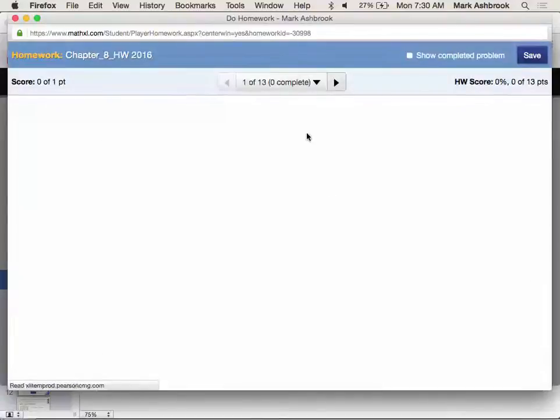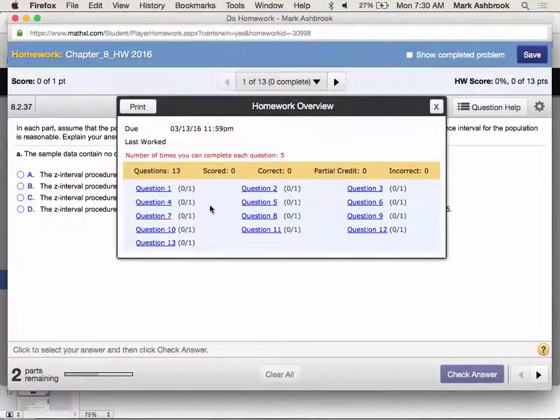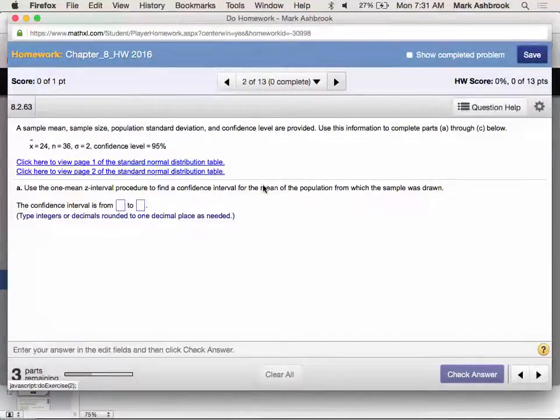So number two and number 9 are the ones that had slightly lower success, but the overall success on the homework was good. But it's good to start off with stuff we've already done. Get warmed up. So here's a sample.